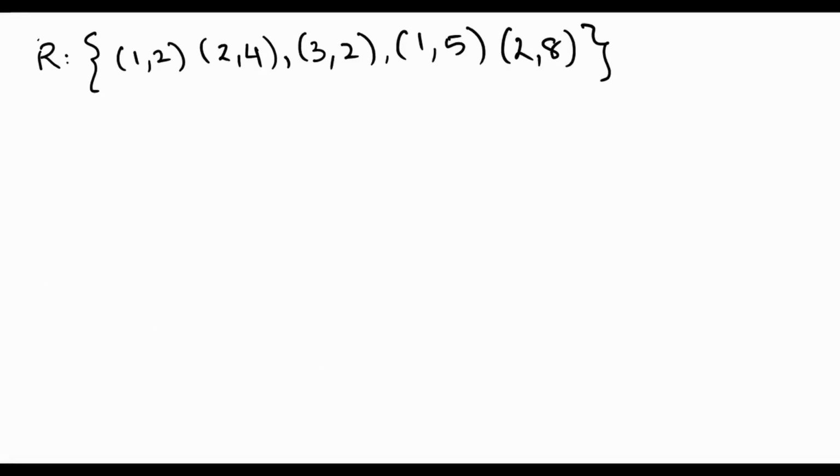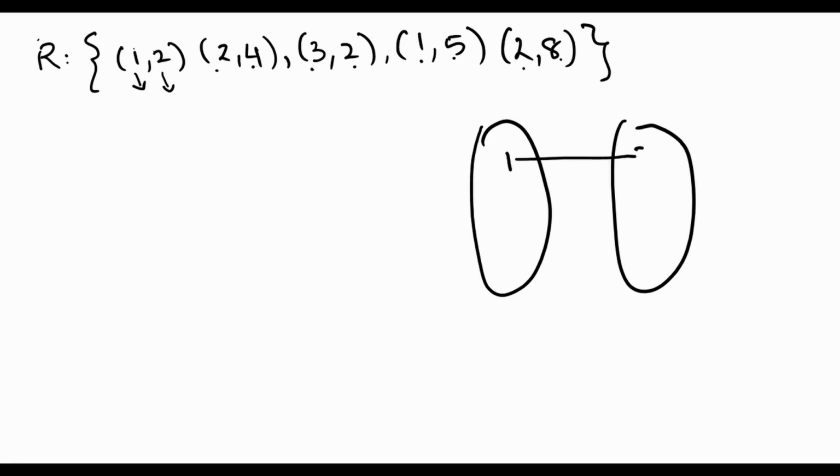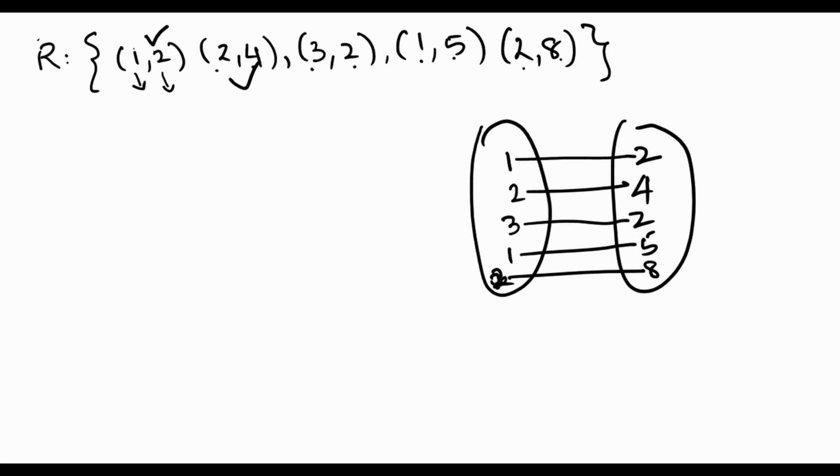So, for example, if you have a relation like this, I told you a relation is always written as ordered pairs, which means the first number comes from the domain and the second number comes from the range. So 1 is related to 2, 2 is related to 4, 3 is related to 2, 1 is related to 5, and 2 to 8. If you make two sets, 1 is related to 2 from the first pair, 2 is related to 4 from the second pair, 3 goes to 2, 1 goes to 5, and again 2 goes to 8. Fine. So this is domain and this is range.